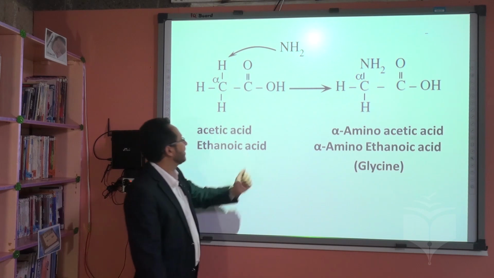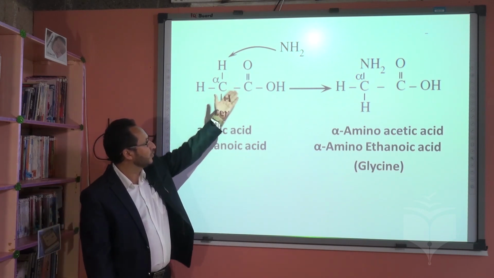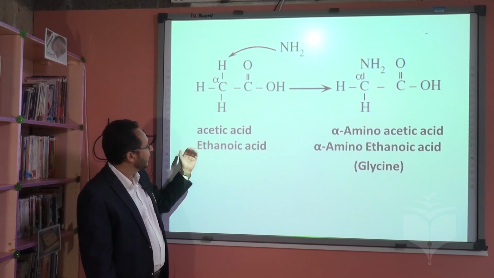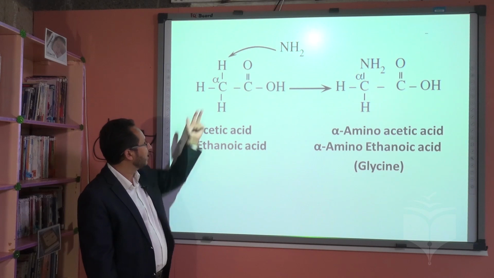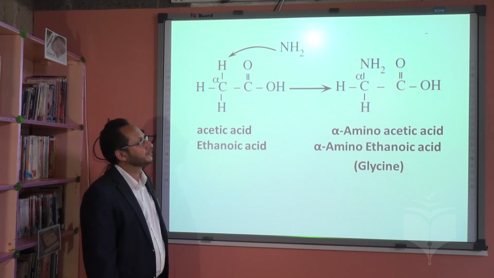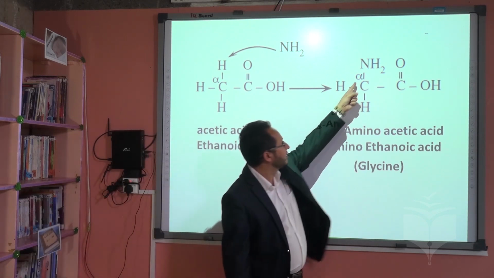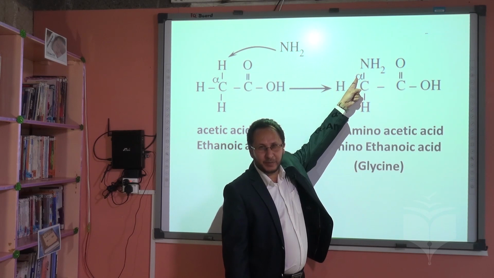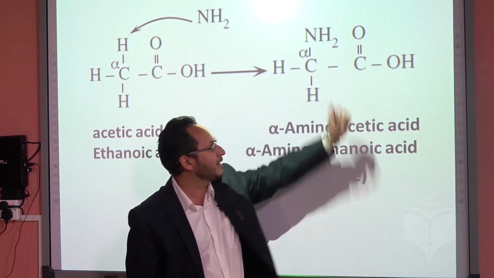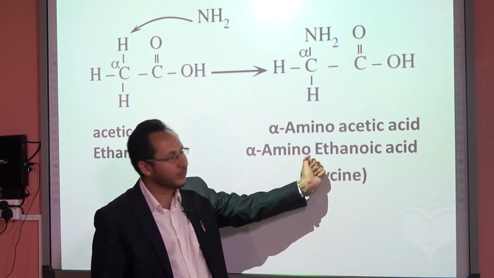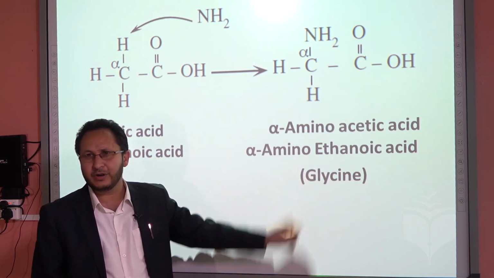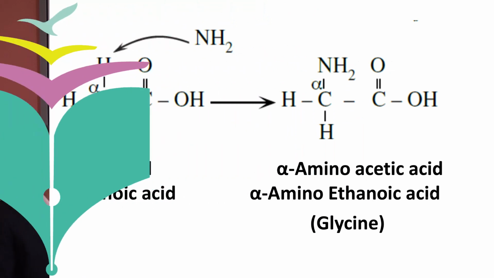So in this one, as an example, it is acetic acid because you have two carbon atoms. This is a carboxylic acid, and its name is also ethanoic acid, because ethane has two carbon atoms, and oic acid is for the acid. Now here I replace one hydrogen atom by an amino group. That's why we call it alpha amino, and this is acetic acid, or the same, alpha amino ethanoic acid. And it has the common name, we call it glycine.